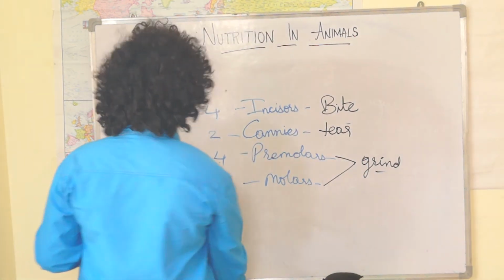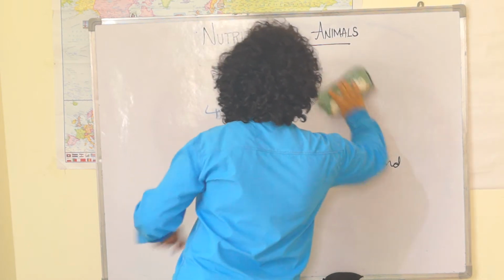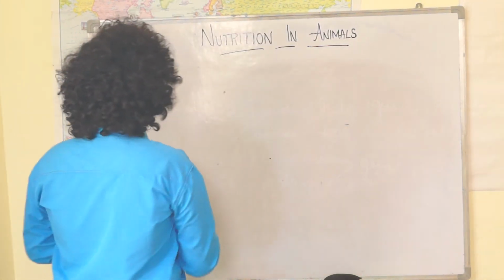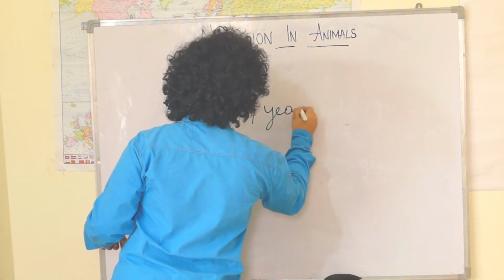And now you have the milk teeth and the permanent teeth. I think you people know what milk teeth and permanent teeth are. Let me make it clear. So first of all, the age from 6 to 9 years old.